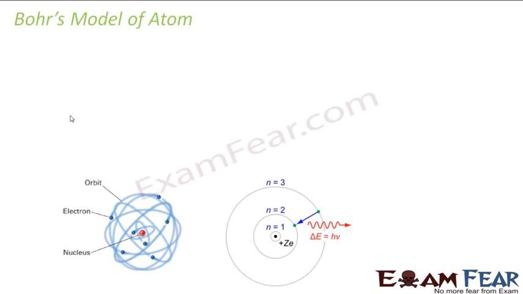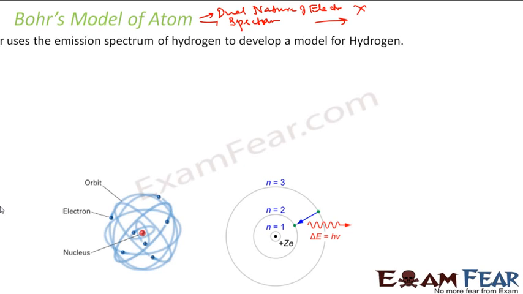Now let's understand the Bohr model of atom. By the time Bohr was designing the model, there were two things that were hot in the market. One was the dual nature of electron. The second was the spectrum, which nobody knew how it comes. So Bohr took care of the spectrum, but he didn't take care of the dual nature of electron. We'll see what he has done.